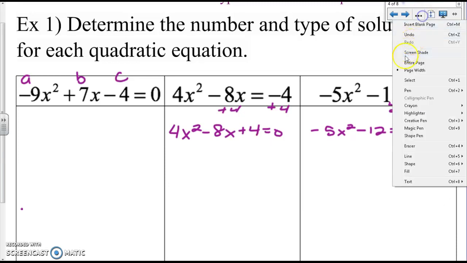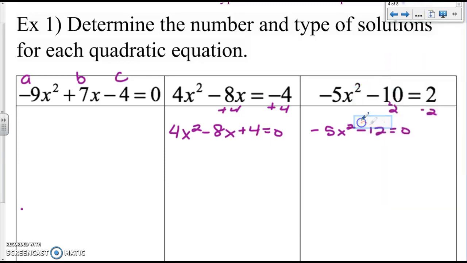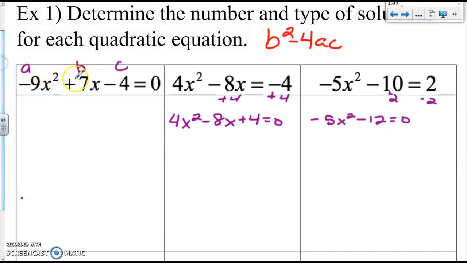Okay. So first one, I labeled a, b, and c already. So we're going to plug that into the formula for the discriminant, which is b squared minus 4ac. And that's the part that goes inside the square root of the quadratic formula. So we are going to do 7 squared minus 4 times negative 9 times negative 4.